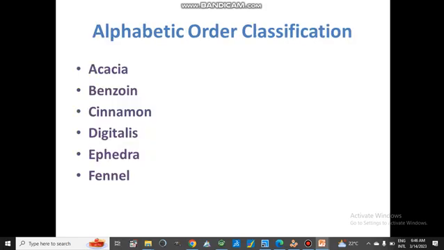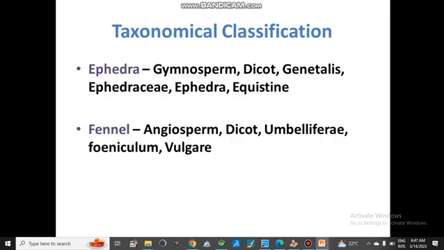So first we will discuss alphabetic order of classification. So in alphabetic order, the drugs are classified according to alphabets. Like here we have given some examples, like acacia starting from A, benzoin starting from B, cinnamon, digitalis, ephedra, fennel, and similarly some others. On the basis of their alphabets we classify these compounds.